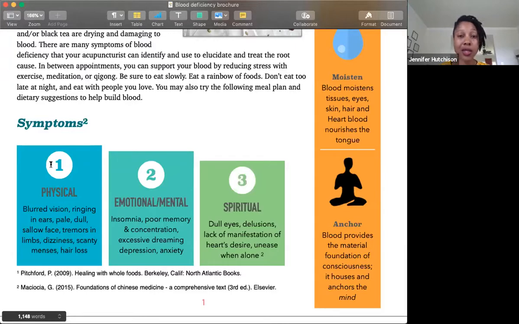Really, the cutoff is like 7 p.m. if you're going to bed at 10 or 11. And eat with people that you love, or if you're by yourself, really take the time to sit and be calm while you eat.